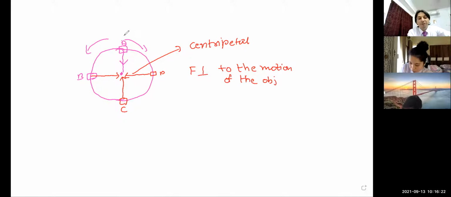Now, when the object is at a point, what is the motion of the object? It means they are talking about the direction of the motion of the object. Whenever the object is at point A, it tries to go in a straight path. You have to draw a tangent line. I hope you are aware of the tangent.